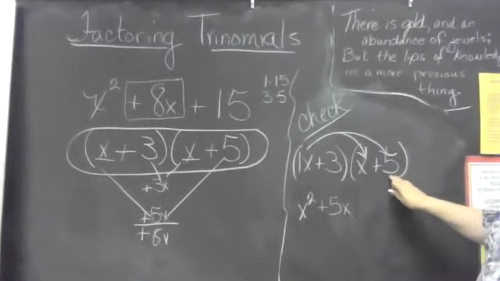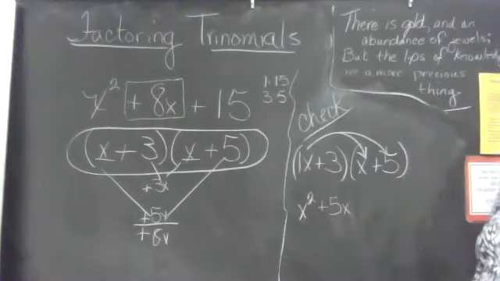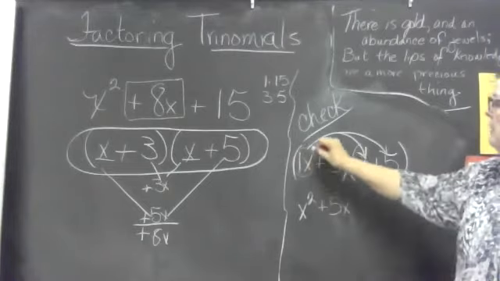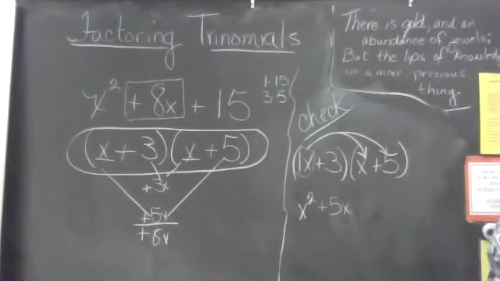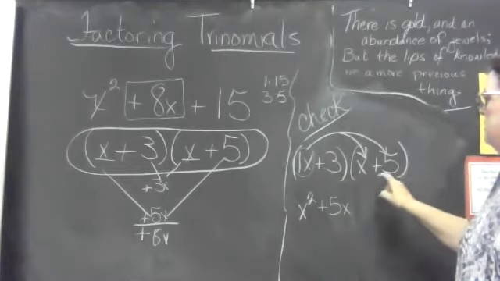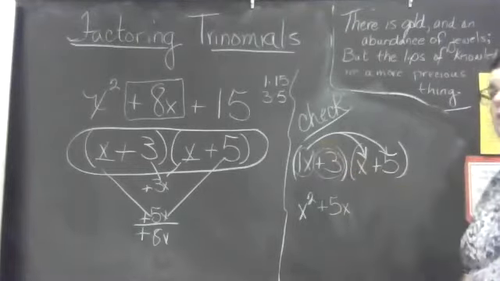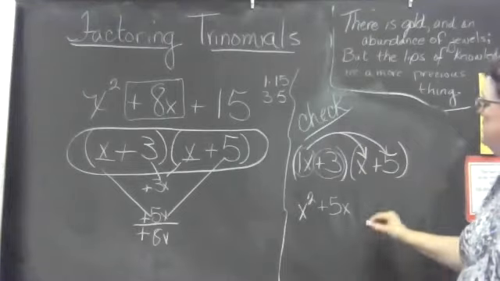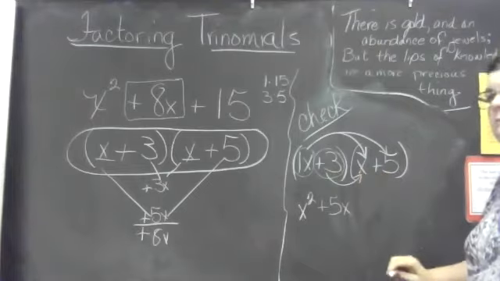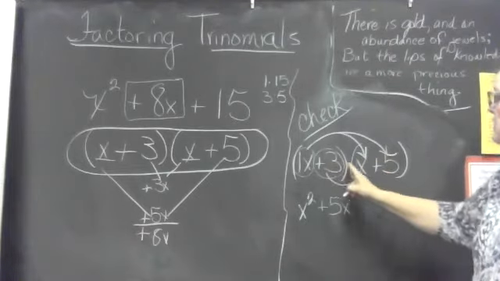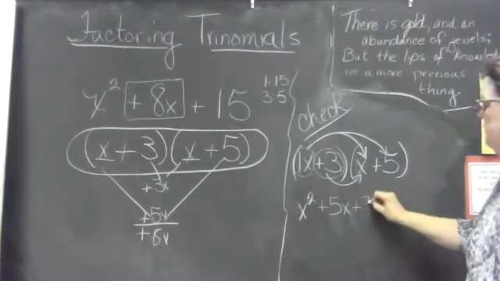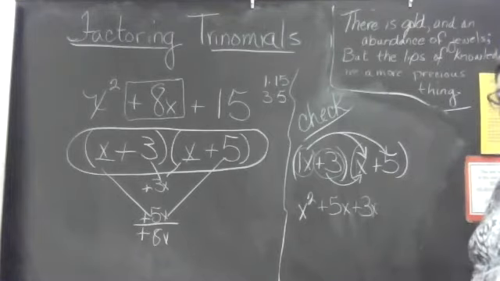X times a positive 5 is 5x. We okay? Now I've taken this first term times everything in the second parentheses. Now it's time to take the second term times everything. Remember, we're going to use the plus on here, a positive. So I'm going to take a positive 3 times the first term. And this is an invisible one. So 3 times 1 is 3, and it has an x. So it's a positive 3x. And we've got one more.